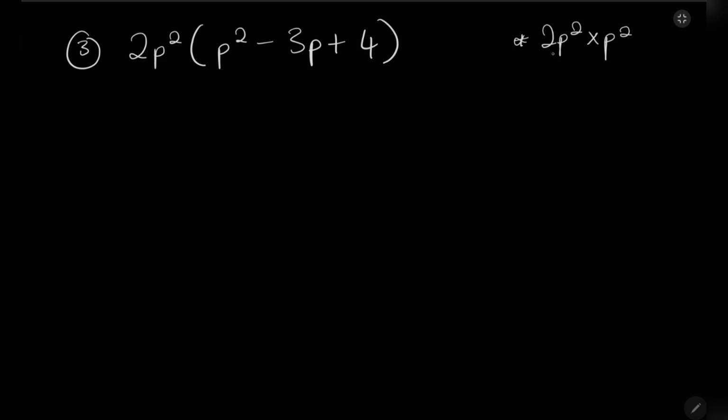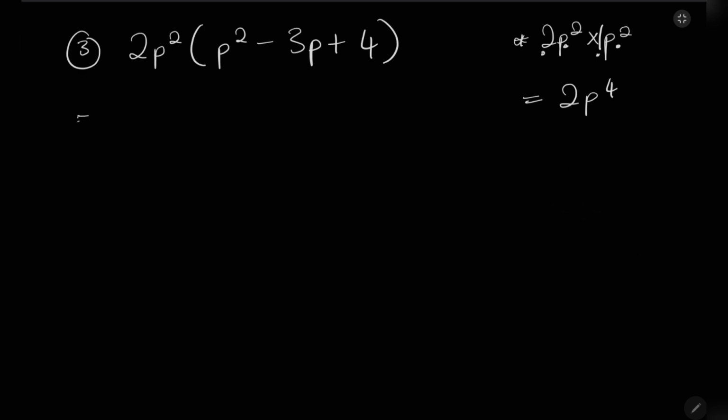How do we solve this? P squared has an invisible 1 as the coefficient, right? So it's basically 2 times 1, which is 2, then p squared times p squared. It should give you a positive 4. How do you know this? You have two terms that are multiplied, so you add their exponents. Therefore, it's p to the power 2 plus 2, which is p to the power 4. So it's 2p to the power 4.